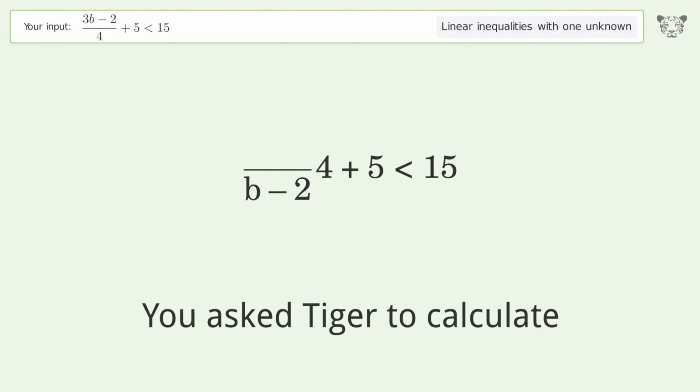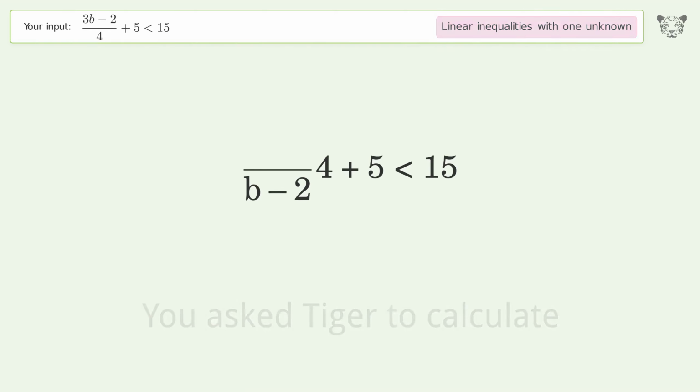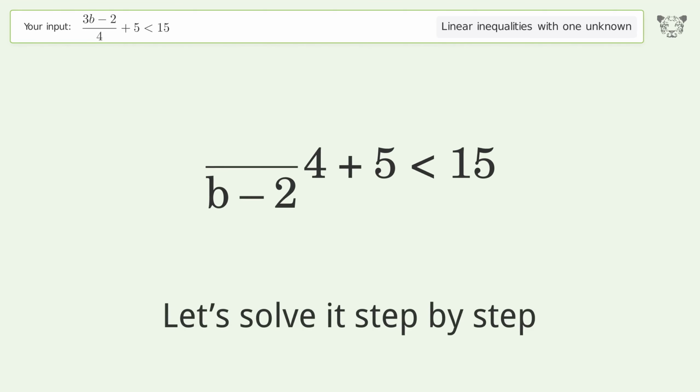You ask Tiger to calculate. This deals with linear inequalities with one unknown. The final result is b smaller than 14. Let's solve it step by step.